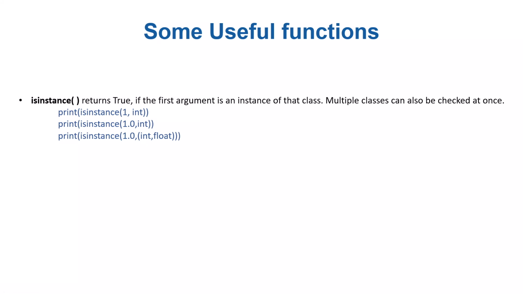Okay, this function is isinstance. It actually returns either true or false, and it checks whether a particular given data value belongs to a type or not. For example, if you want to check whether 1 has type integer, you can check that using this function.